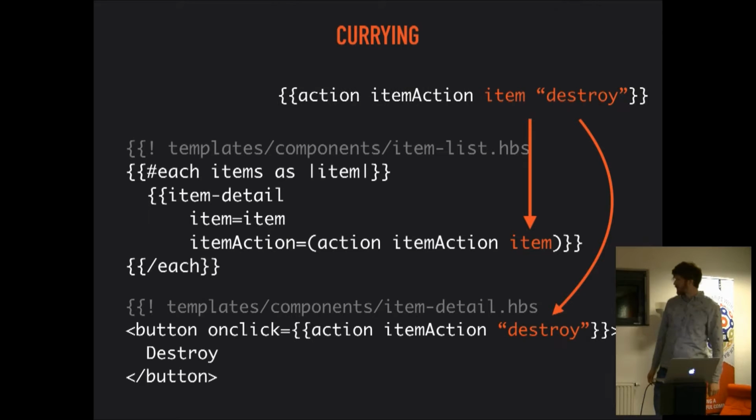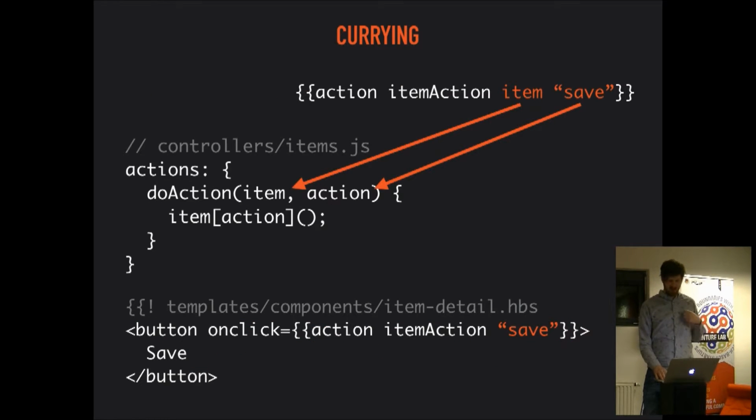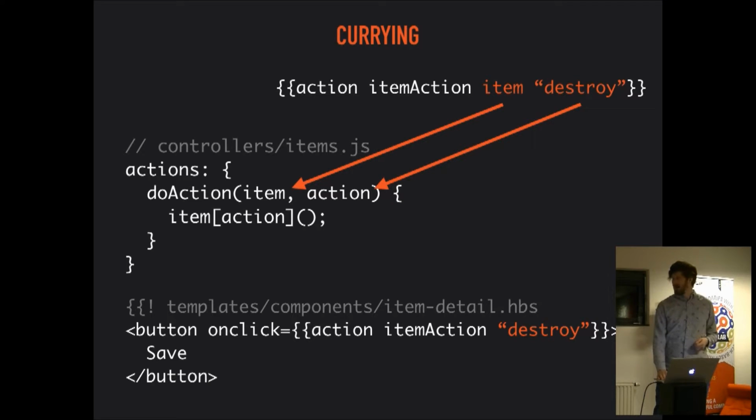And the same goes for the destroy example. So now you have action item and destroy. And let's see how that works in your controller action. So item and save are passed into the action, and thus item.save is executed. And with the destroy, it's item destroy.